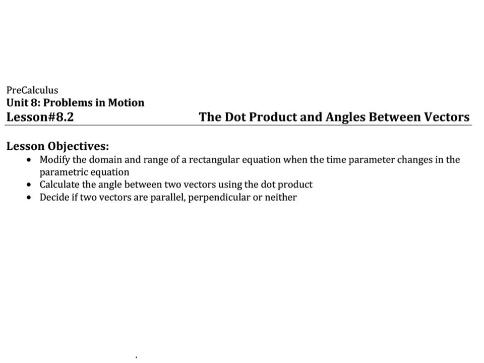Okay, welcome back, Precalculus. We're working on lesson 8.2 here, the second lesson of Unit 8, and here are just the objectives for the day. We're going to learn how to modify the domain and range of a rectangular equation when the time parameter changes in the parametric equation. We're going to learn how to calculate the angle between two vectors using something called the dot product, and we will decide if two vectors are parallel, perpendicular, or neither.